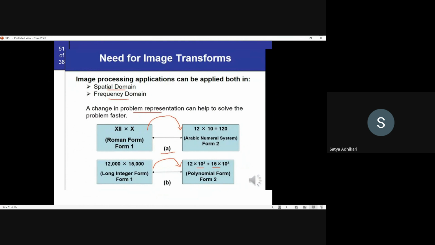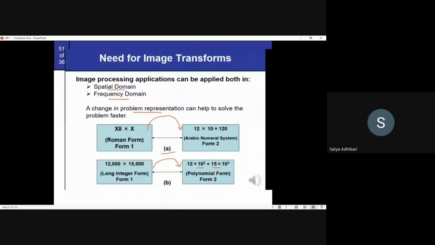Suppose you will get an answer in Roman form. The question is XII into X. So you know that XII is 12. So you transform XII to 12 and X to 10, and then multiply it, and it will tell that 120. So this is the need of transformation, because we cannot directly multiply XII into X unless we know the value. So we convert the Roman form to the Arabic numerical form, and then it is easy for us to multiply.